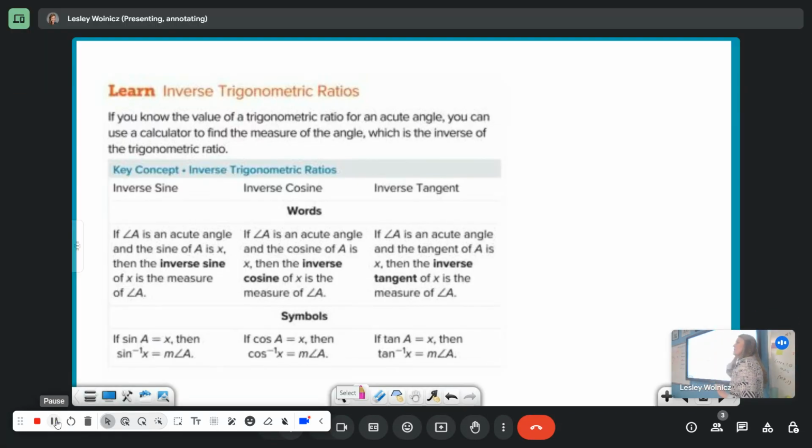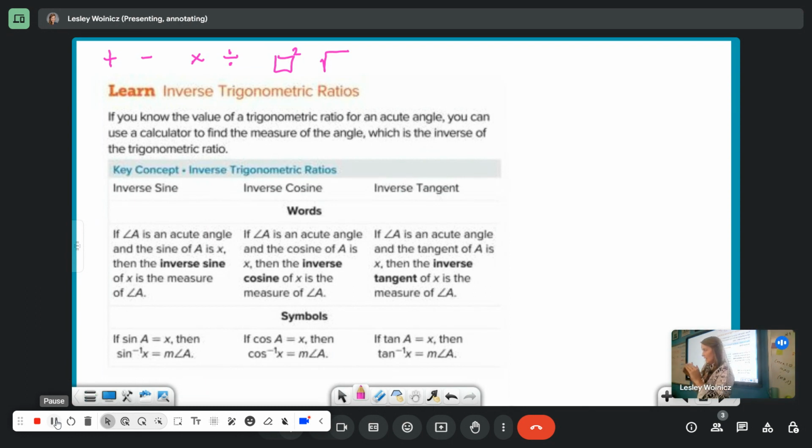Okay, so today we are going to talk about our inverse trig ratios. So when you think about inverse, what comes to mind? Reverse, inverse operations. So for example, what would be the inverse of adding? Okay, what about multiplying? Dividing. Okay, what about squaring? Okay, good. So these are inverse operations.